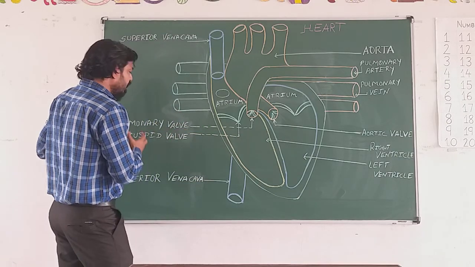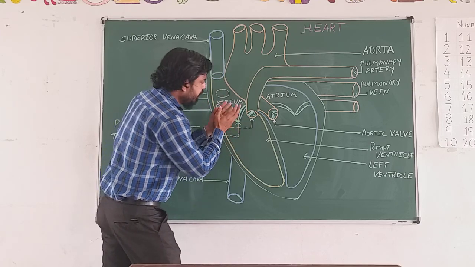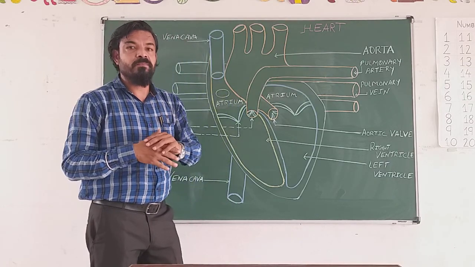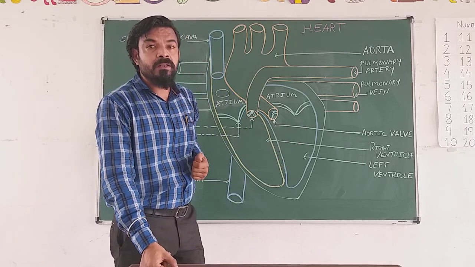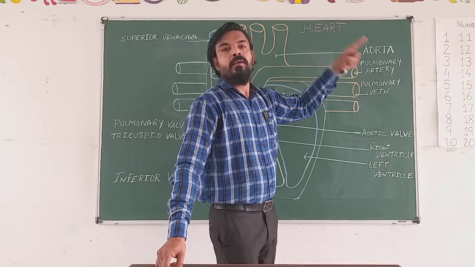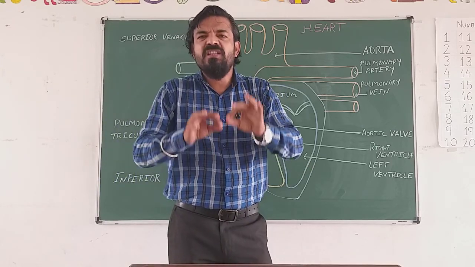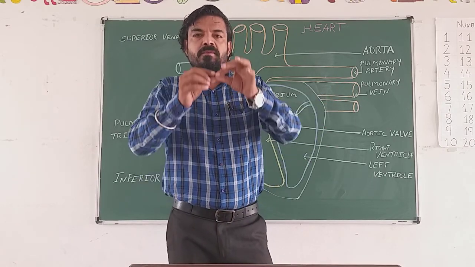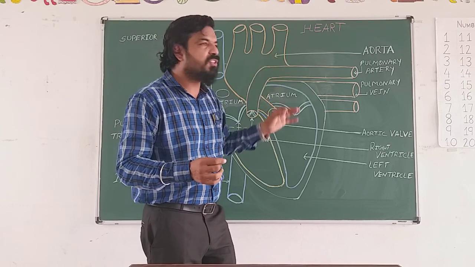Similarly, at the pulmonary valve, once the blood pumps, the deoxygenated blood goes to the pulmonary artery. Now you may be confused, because as I said, arteries carry only oxygenated blood. Then why do pulmonary arteries have deoxygenated blood? Because veins are very thin in nature, and arteries are very thick. The arteries have very thick muscles, and veins have very thin muscles.